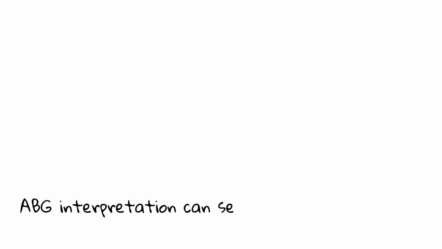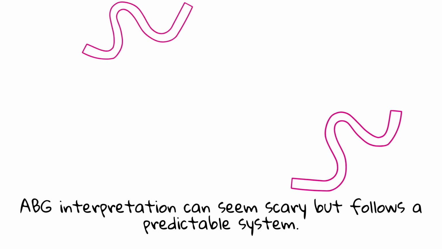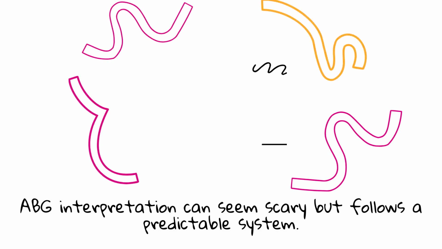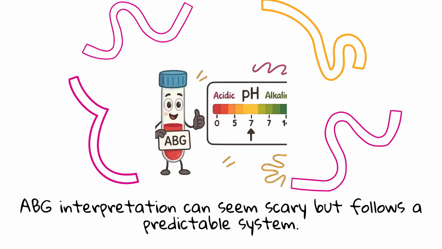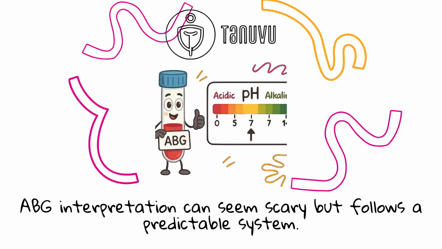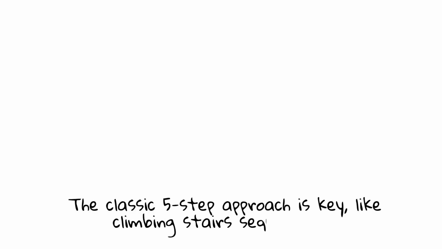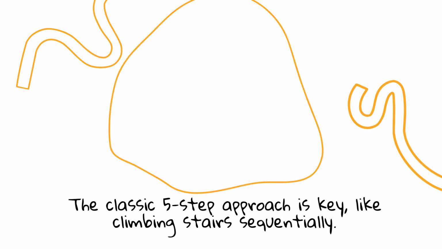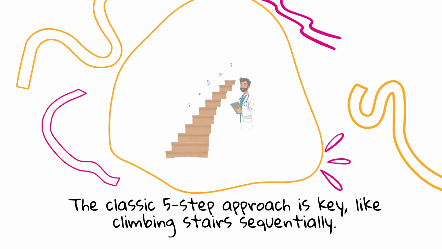ABGs look scary at first glance, but once you follow a simple, systematic roadmap, they become one of the most predictable investigations in medicine. Your entire approach rests on 5 steps. The trick is to master one step before jumping to the next, like climbing stairs, not skipping them. The classic 5-step approach. Each step represents a crucial decision in ABG interpretation. Mastering one at a time ensures accuracy as you move forward.